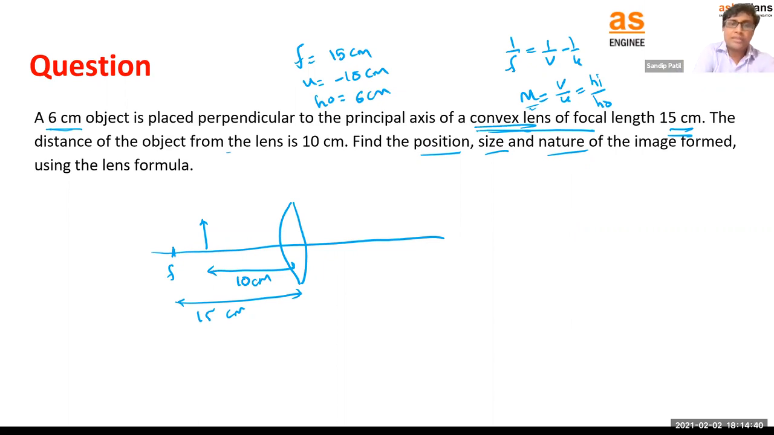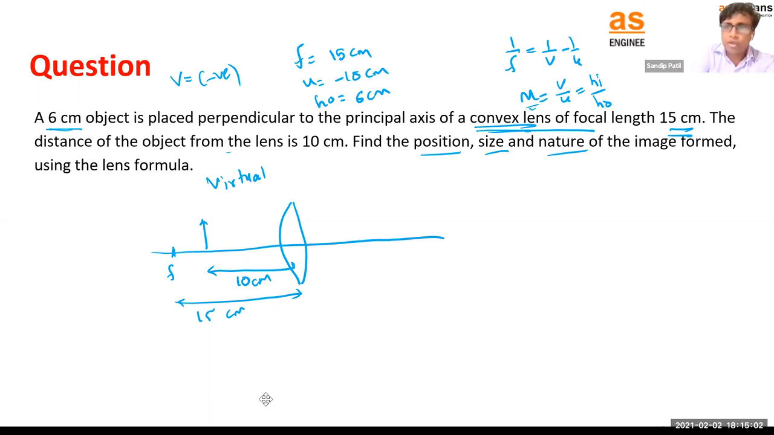Then it is virtual, means on this side, so whatever we are getting, it should be what? It should be greater, negative we can say. Why am I saying negative? It should be on the left side, we know that part also. Size we can calculate. Position, virtual we already know. Nature means whether it is inverted or upright. It is upright, that part also we know.